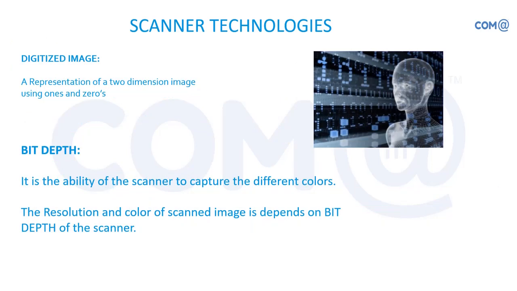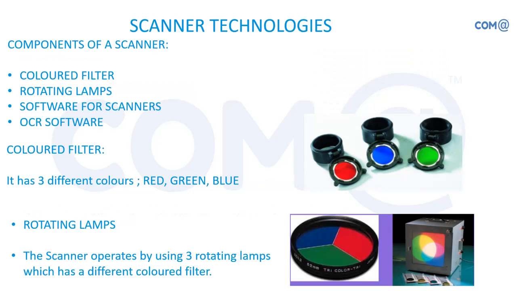So a normal image is being converted into a digitized image. We call it bit depth. It is the ability of the scanner to capture the different colors. So there may be multiple colors available, right? But the basic is three. How the scanner captures the colors is termed the depth of the scanner. Normally we have three colors: red, green, blue. With these three colors only, the entire combinations are formed.